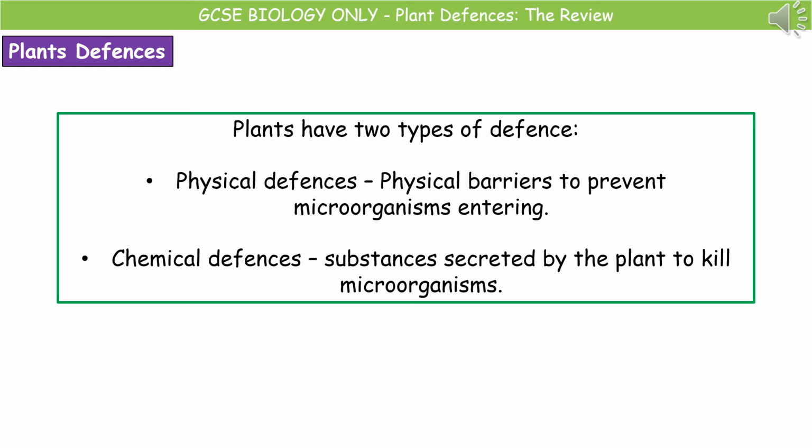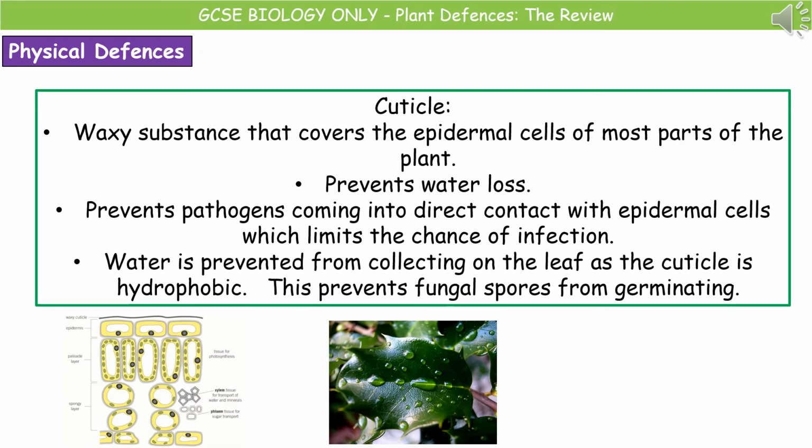So the next thing you need to know about to do with our plants is all about how they can defend against disease. And we've got two types of defence mechanism here. The physical defences, which are the physical barriers that prevent those microorganisms entering in the first place, or the chemical defences, which are the substances that the plant secretes in order to kill the microorganisms.